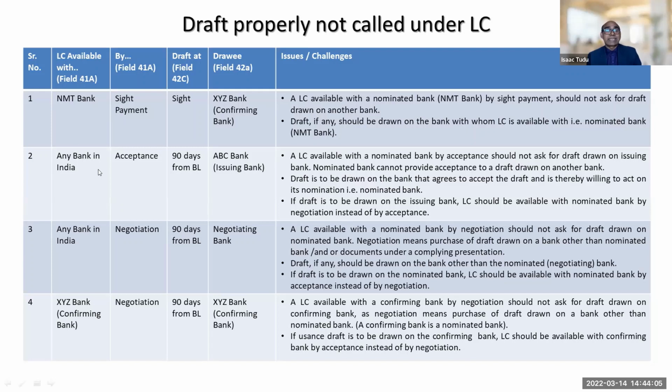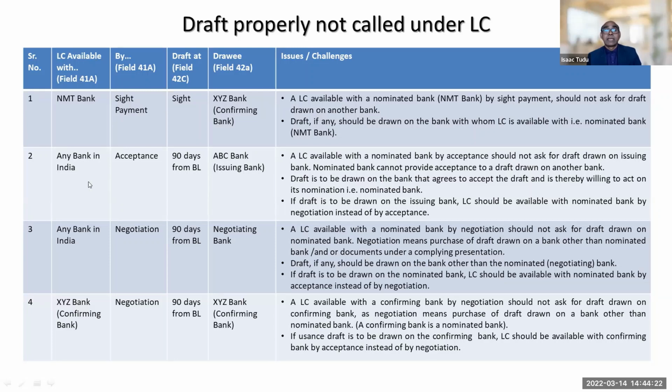So let us discuss the second scenario. LC available with any bank by acceptance. Draft is definitely needed, 90 days from bill of lading. Drawee is ABC Bank, which is the issuing bank. What is the challenge with this type of scenario?